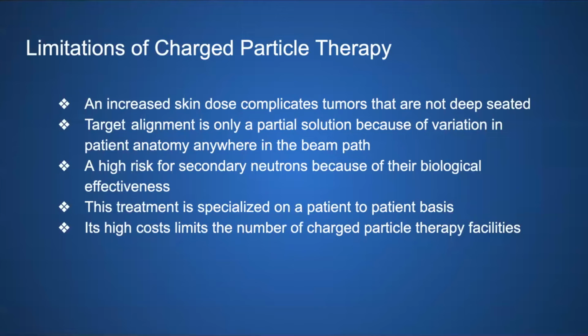Target alignment is only a partial solution because of the variation in patient anatomy anywhere in the beam path. Now, every single patient is going to vary, even if they have the same cancerous lesion. This is because they vary in height, in size, in weight, in medical history, in degree of tumor size, and things like that. Therefore, when administering the treatment, no treatment is going to be identical. You can't reuse the treatment. It's a highly specialized treatment.